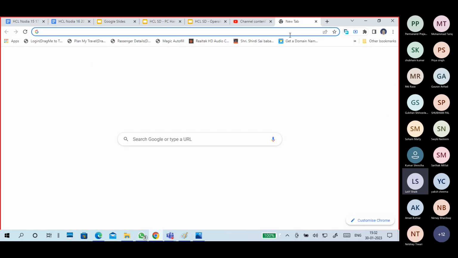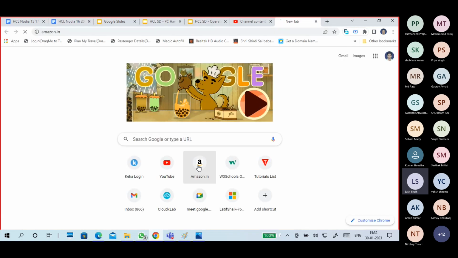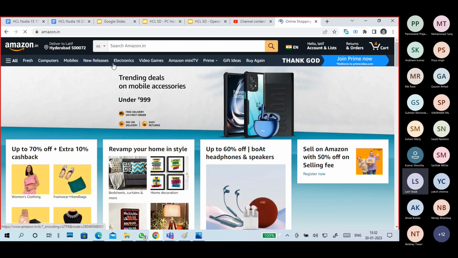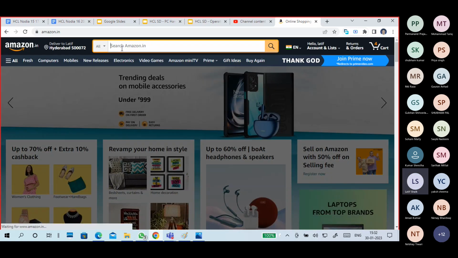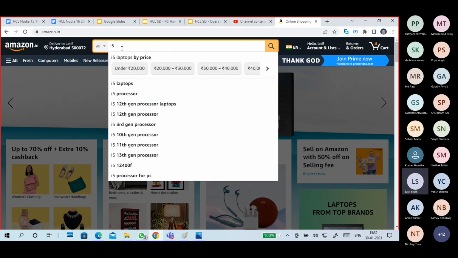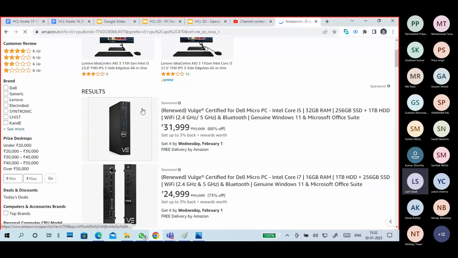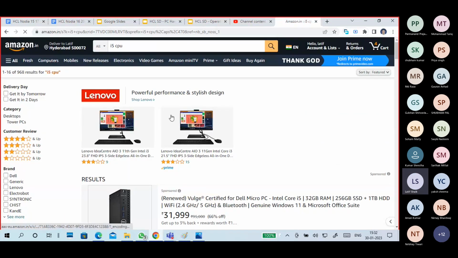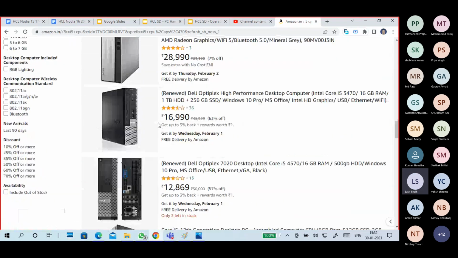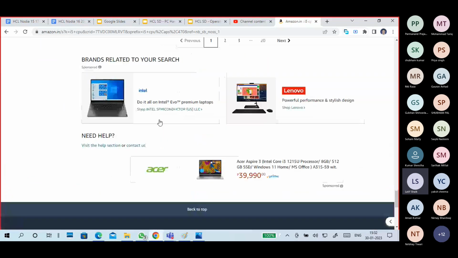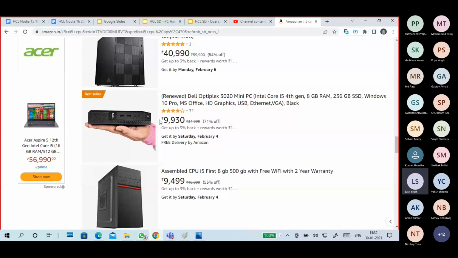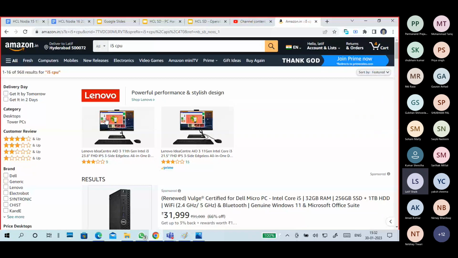For example, if you want to buy a processor, say I'm going to Amazon to buy one CPU. I want to buy a CPU for my desktop. I just want a CPU, not these cabinets. Maybe I will change the search.